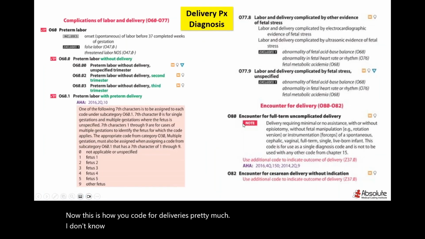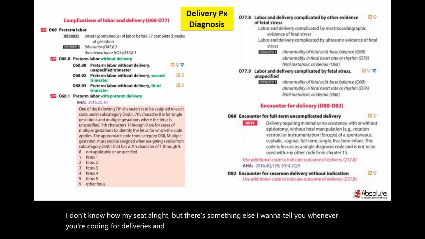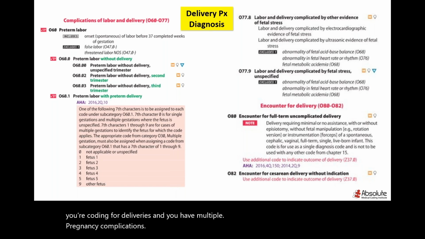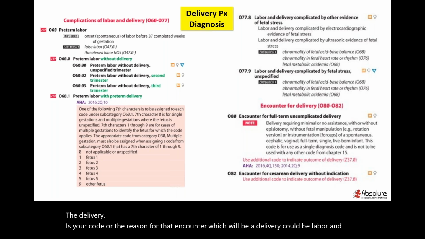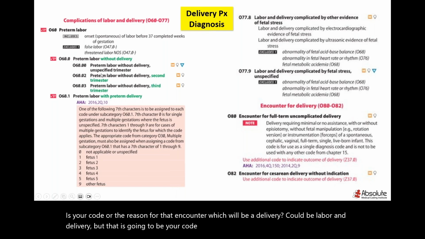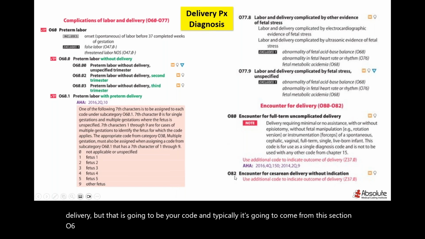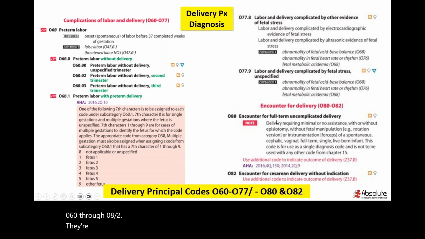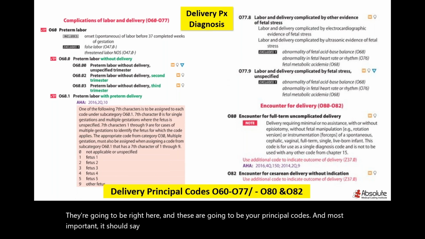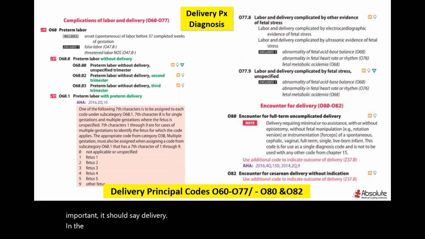But there's something else I want to tell you. Whenever you're coding for deliveries and you have multiple pregnancy complications, the code that best describes the delivery is your code, or the reason for that encounter, which will be a delivery, could be labor and delivery, but that is going to be your code. And typically it's going to come from this section, O60 through O82. They're going to be right here, and these are going to be your principal codes. And most important, it should say delivery in the code language. Delivery.